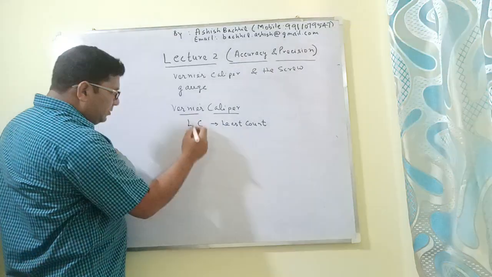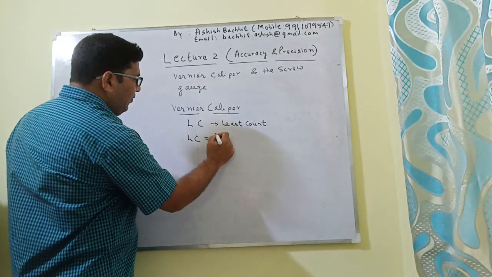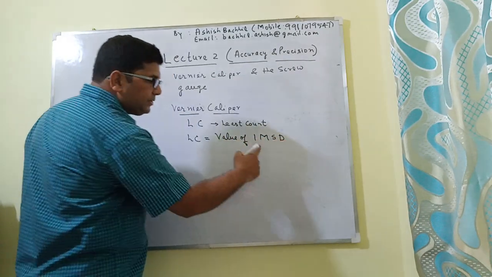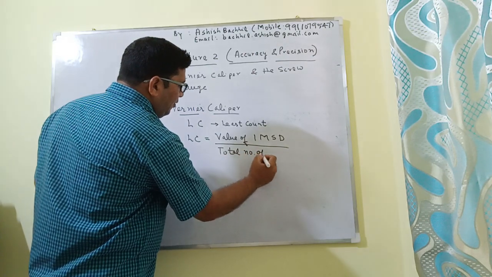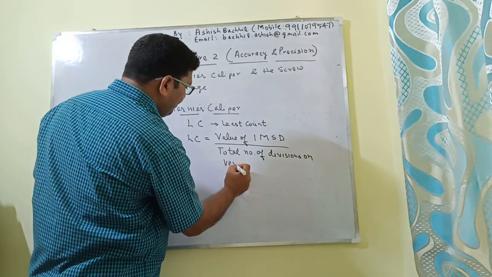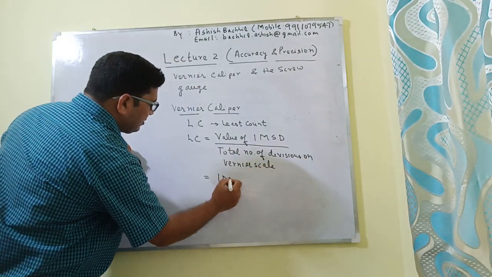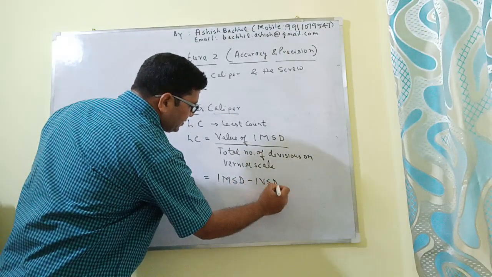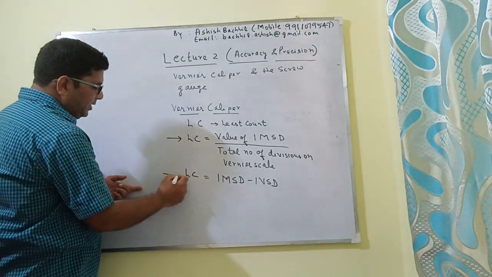Now the formula of least count is important. The least count is equal to the value of one main scale division, MSD is the main scale division, divided by the total number of divisions on the vernier scale. And this can also be written as LC, that is least count, equal to 1 MSD, that is one main scale division, minus one vernier scale division. So least count has two formulas. You can use this one also, you can use this one also.